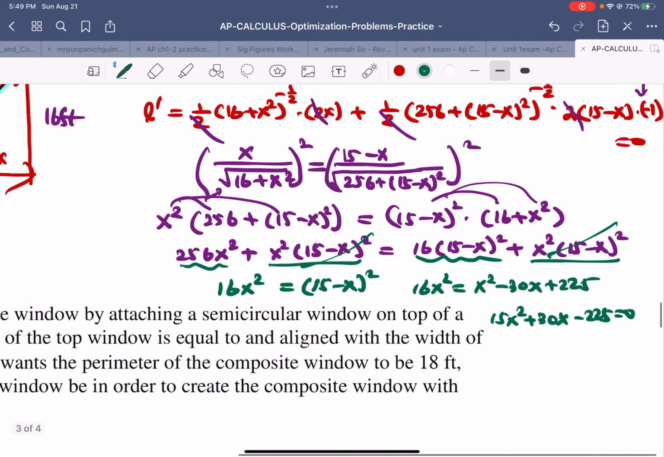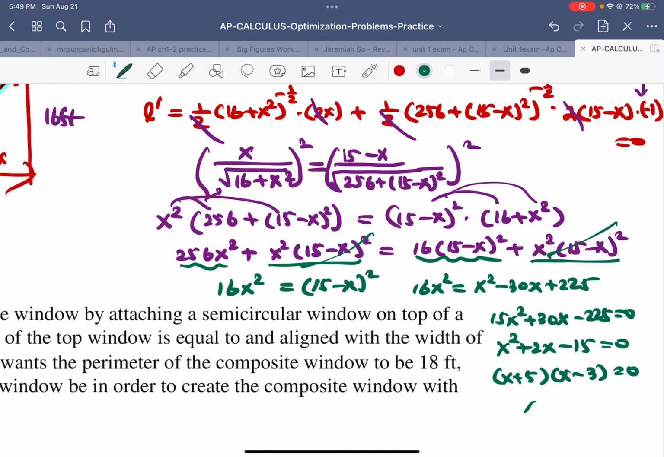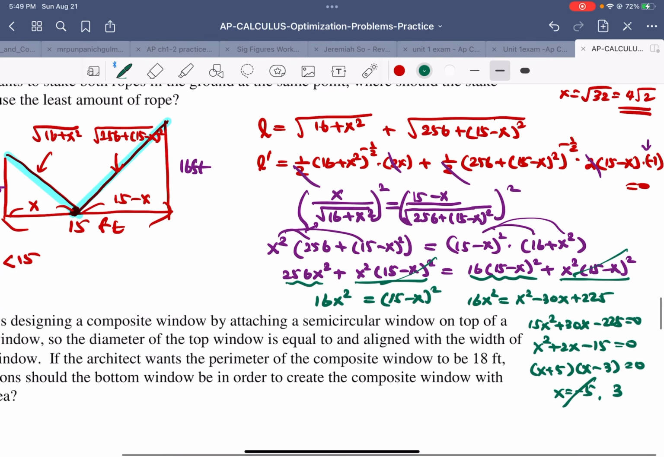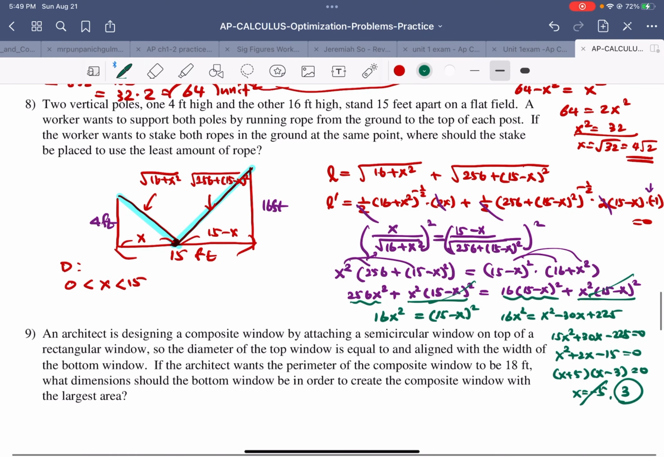Now you divide every term by 15, then x squared plus 2x minus 15 equals 0, and then you factor it finally. So (x plus 5)(x minus 3) equals 0, so x is negative 5 and 3. But negative 5 doesn't make sense for lengths, so only this one. So that one is the dimension I got for x.